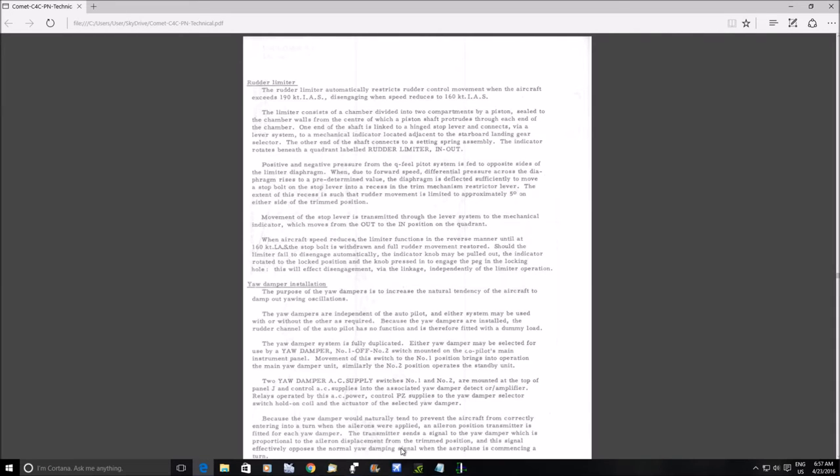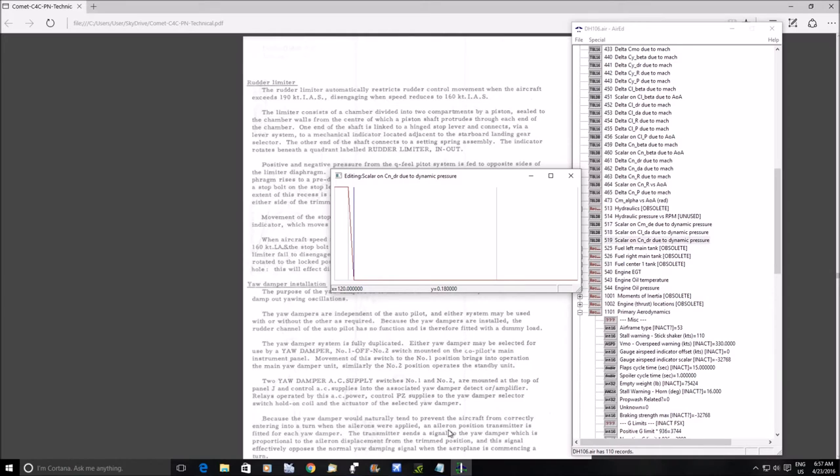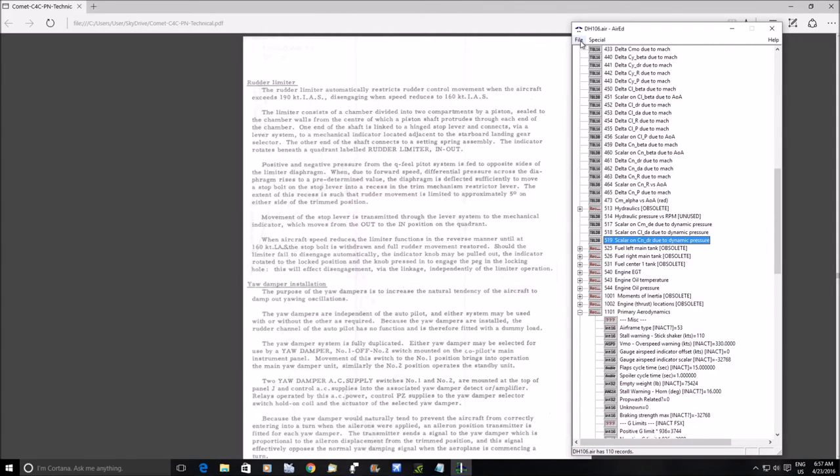So if the total full travel is 28 degrees, and we're limited to 5, that's, I think, about 18%. So all other points above that, we're also at 18% on the y-axis. So that's our rudder limiter modeled.